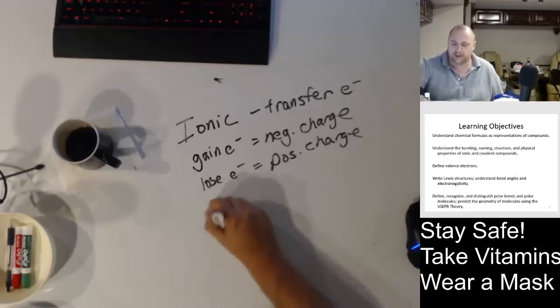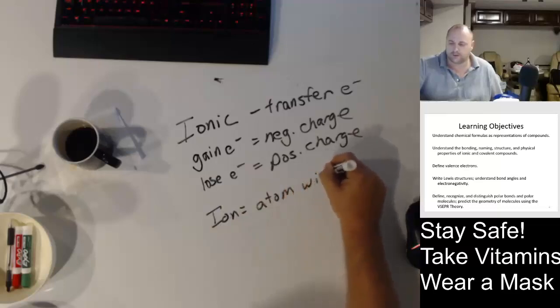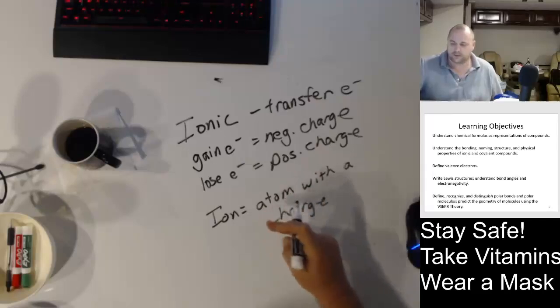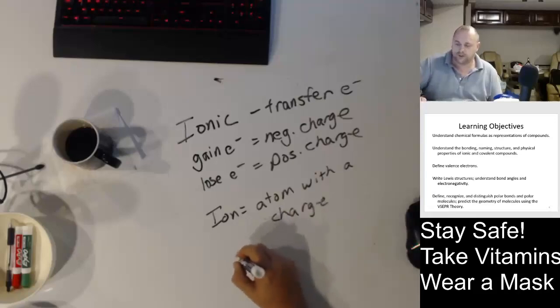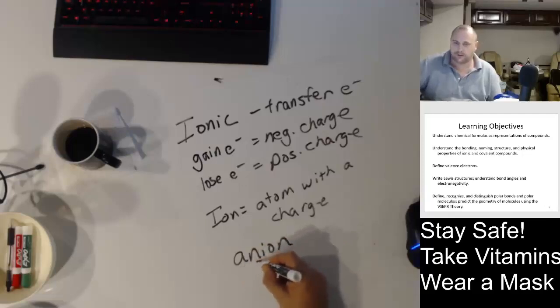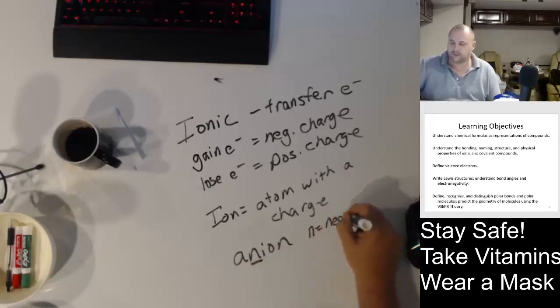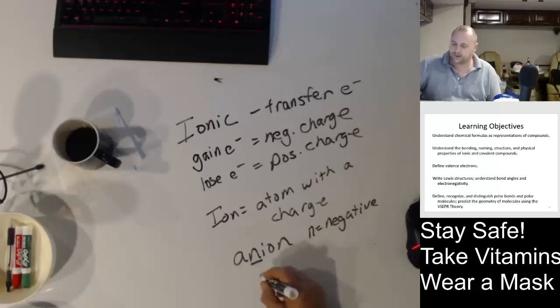What's this word ion? So an ion is an atom with a charge. They come in two flavors. Anion, a negative. It's got an extra N for negative. N for negative. A negative ion. It's right there in the name. All right. Anion, that's our negative. And then we have this cation.